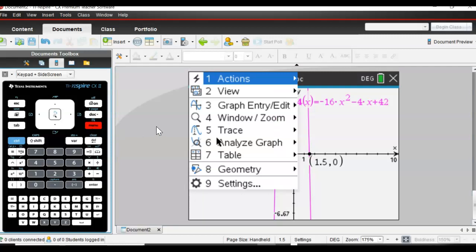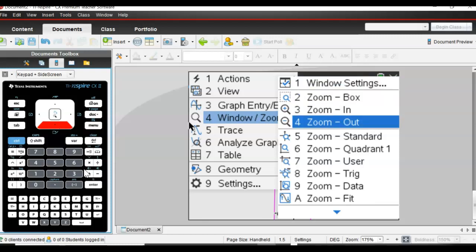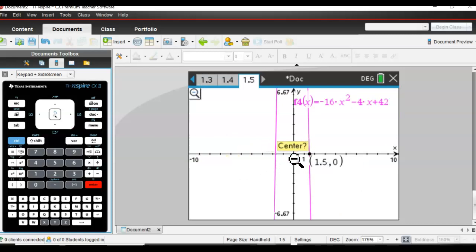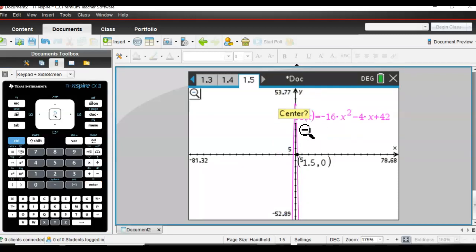So with the menu, I'm going to zoom out. I'm going to go to 4, which is zoom, and then down to option 4, which is zoom out. What you're going to do is position your little magnifying glass in the center of your graph at the origin, and keep hitting enter until you see the very top of that graph. As you get farther out, it's going to become more distorted, but this is the projectile motion that your graph will have. It starts up, reaches its maximum height, and comes down.